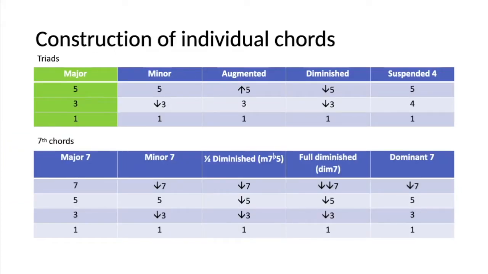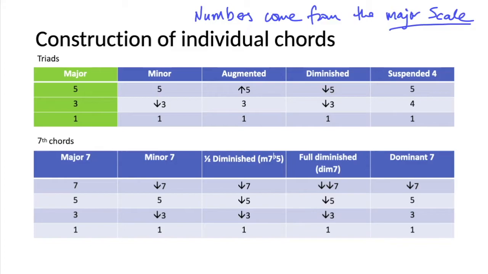Construction of individual chords. So this is probably the only part of theory where I will use numbers rather than solfa. I just think it's a bit more clear. I'm not going to spend any time on the triads because you can go back and watch that episode on triads. But I will focus on the bottom table there, the 7th chords. If you look at the very first chord, the major 7, all these numbers come from the major scale. So that's an important thing to remember, that numbers come from the major scale. Nothing different to that. We're not altering or changing to minor or swapping and changing. All these numbers come from the major scale. So for example, a major 7th chord will have the first note of the major scale, the 3rd note, the 5th note, and the 7th note, exactly as they would appear in the major scale.